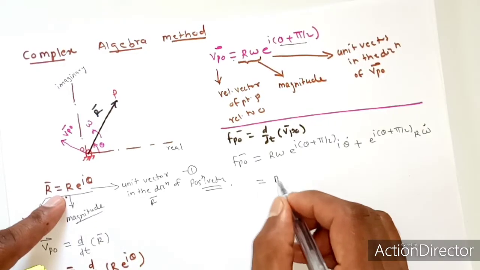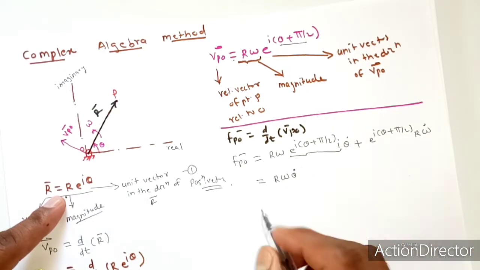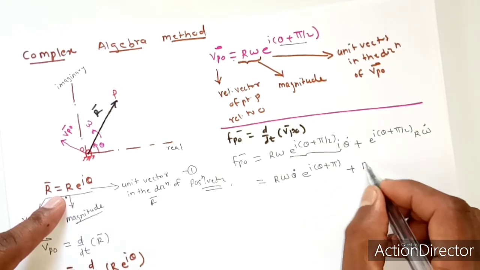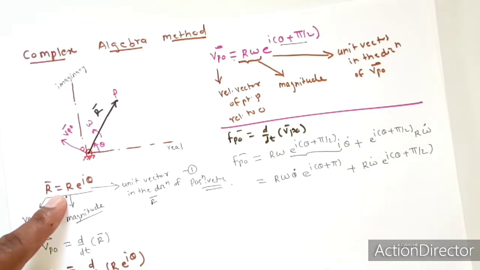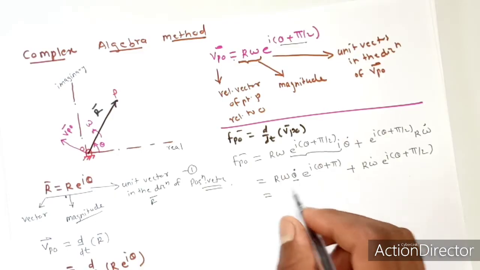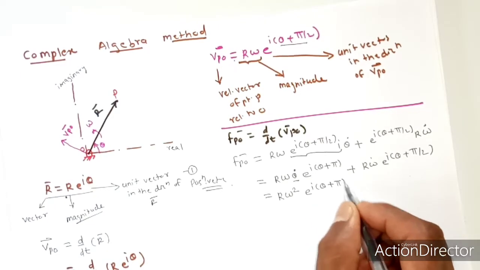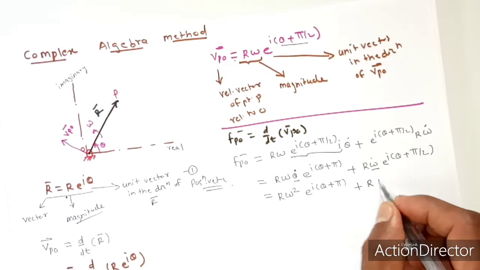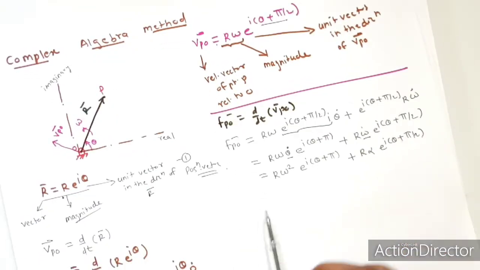This becomes equal to r omega theta dot, now again we will eliminate this i, so e raised to i theta plus pi, plus r omega dot e raised to i theta plus pi by 2. Now finally, theta dot is the rate of change of angular displacement of the link, which is equal to angular velocity omega. So r omega square e raised to i theta plus pi, plus the time derivative of angular velocity, which is angular acceleration alpha. So r into alpha e raised to i theta plus pi by 2 is the final equation for acceleration of P relative to O.